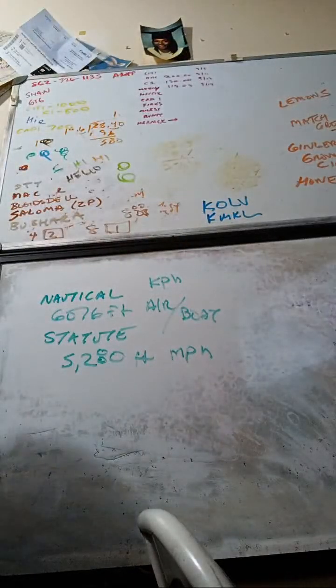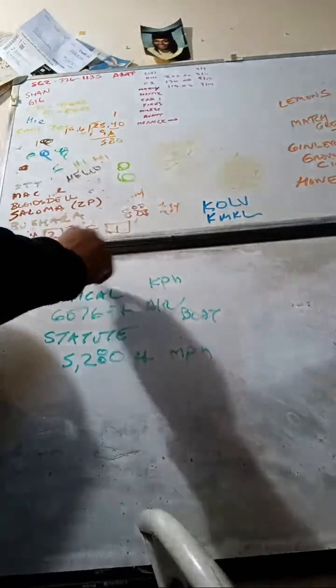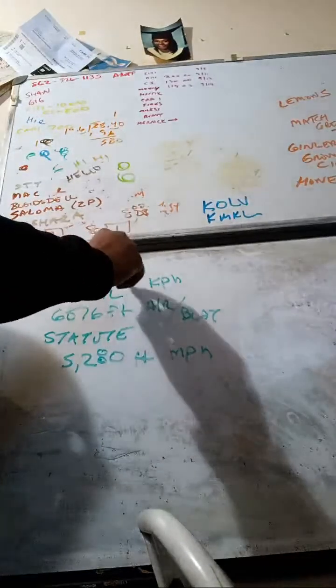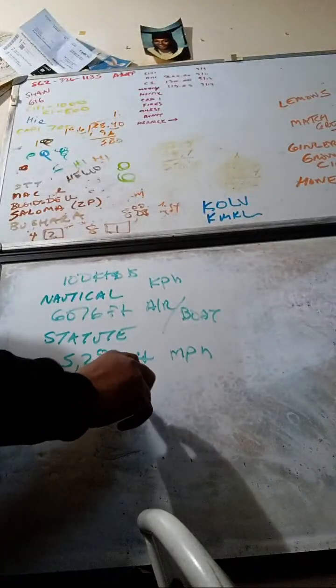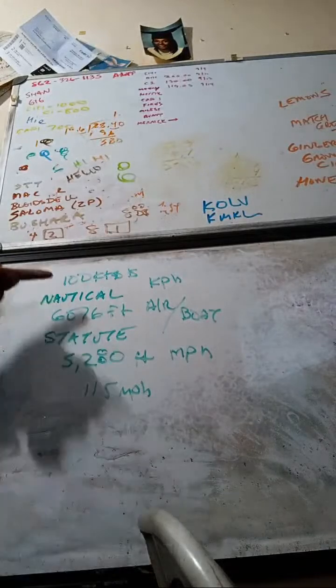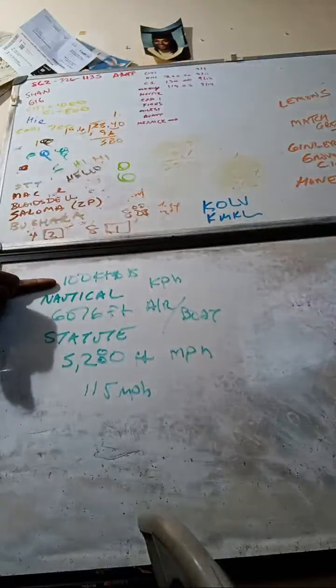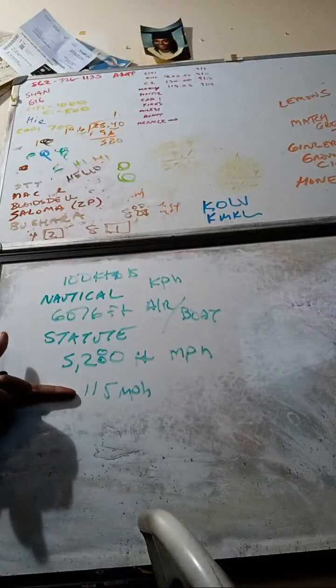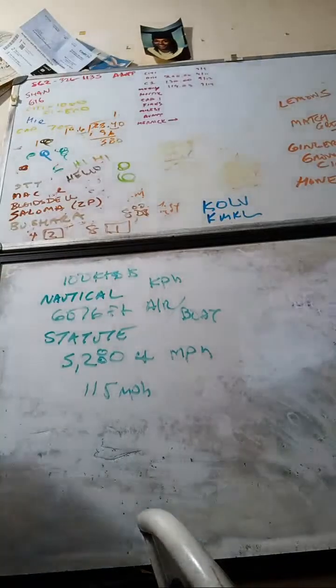Right. So is 100 knots faster than 100 miles per hour? Yes. Very good. It's actually 115 miles per hour. Right, so 1.15. Mm-hmm. So a nautical mile is 1.15 statute miles. So if you're flying at 100 knots, you're moving at 115 miles per hour. Gotcha. Okay.